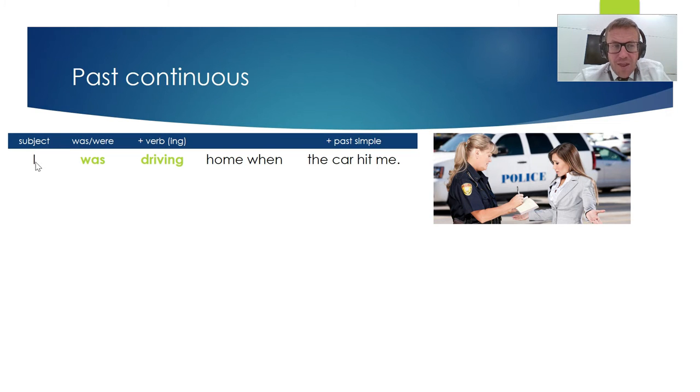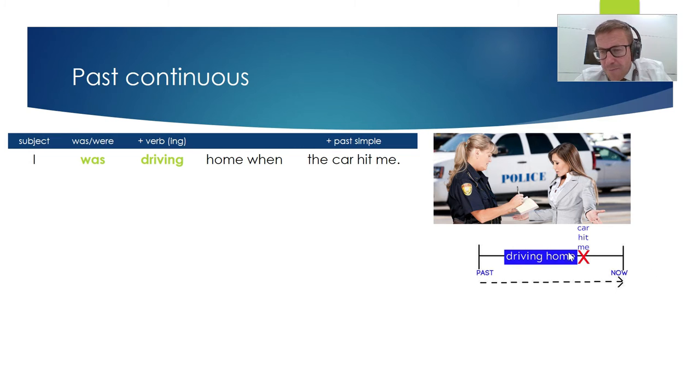And we form it with subject I, was, verb ing, driving, but it also usually goes with the past simple. Can you see hit? Hit is in the past. So this picture might help. So we have two actions in the past, the car hit and driving home. Now the key thing that makes us talk one in continuous and one in simple is that one stopped the other one. So she was driving, a long time, maybe 10 minutes, don't know how long her driving is, and then suddenly, stop, the car hit me. So when we have these two actions in the past, and one is long and one is short, we use one in past continuous and one in past simple.